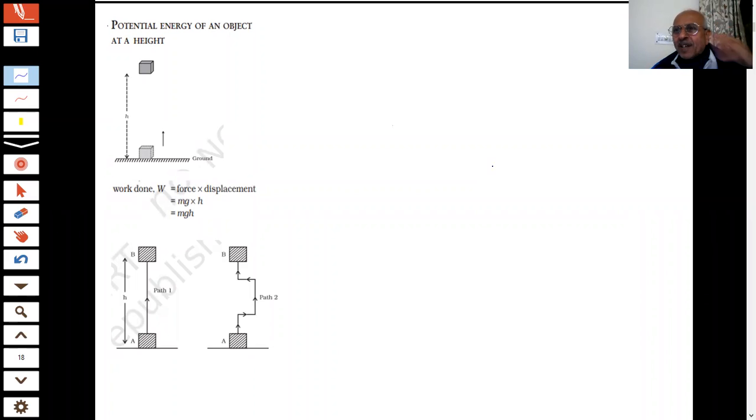And the chapter is very important, work and energy, students. We told you last time that there are different forms of energy. We told you kinetic energy is the energy due to motion of the body. Then we told you about potential energy. Mechanical energy consists of two parts: kinetic energy plus potential energy. Whenever a body is moving, it has kinetic energy.